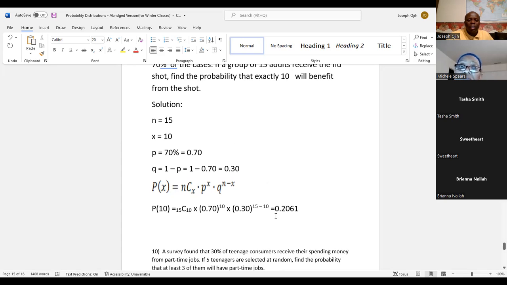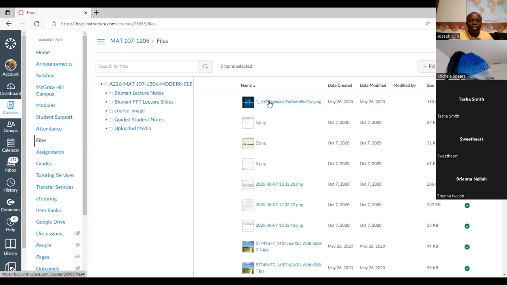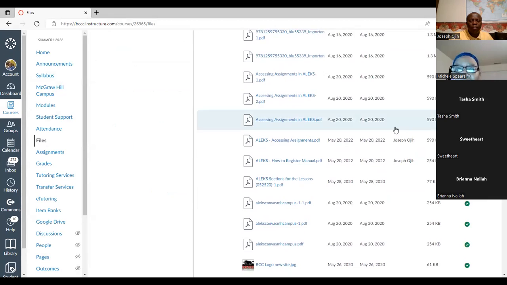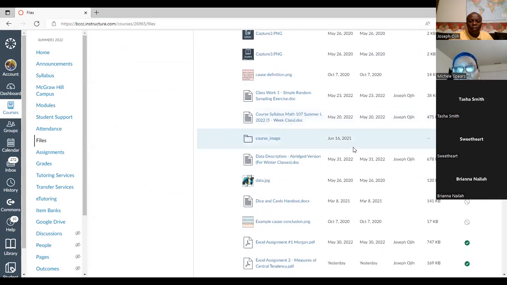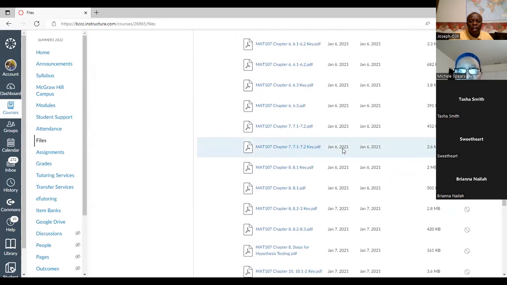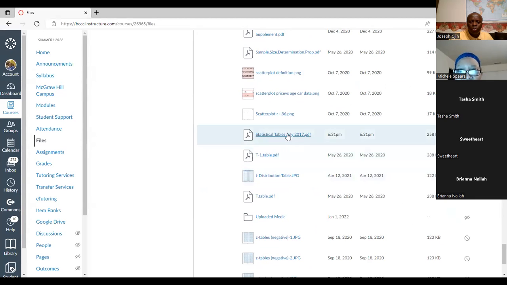Before, I want to show you something here. You can get this answer using a table, a statistical table, and I have that table for you in Canvas. Let me see if I can open the Canvas now. If you go to your Canvas, you can see my screen, right? If you go to the files in Canvas, scroll all the way down, you will see where I have the statistical table for you right here.